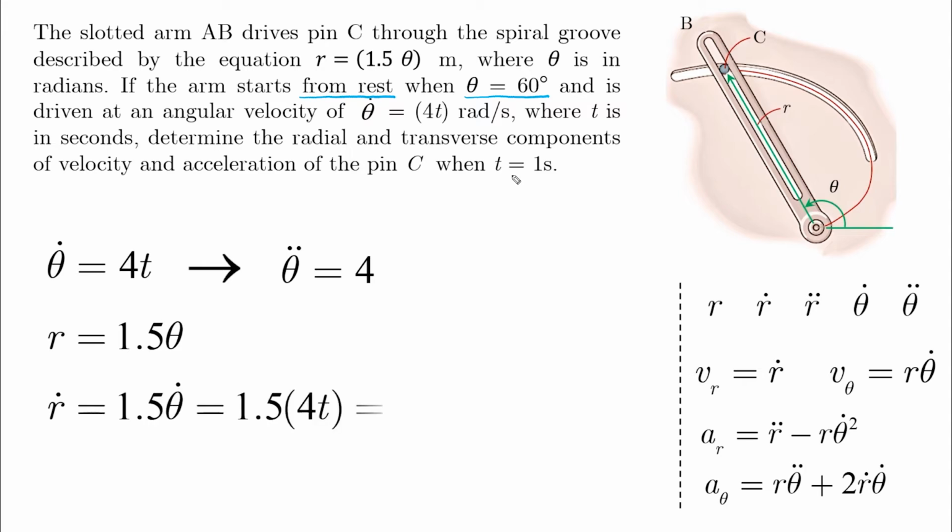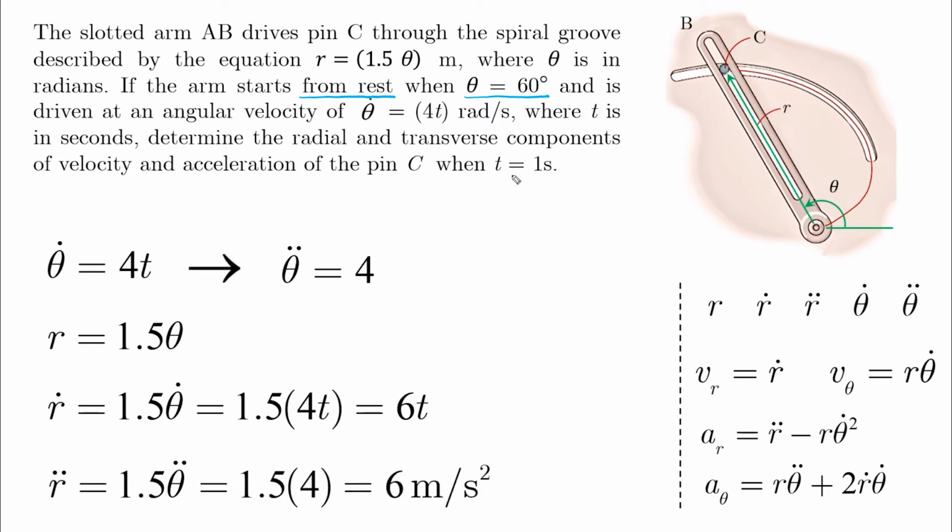So r dot becomes 1.5 theta dot, or 1.5 times 4t, which is the definition of theta dot. And this becomes 6t. If we take the derivative one more time, we get 1.5 theta double dot, or 1.5 times 4, which is 6 meters per second squared. Again, the question is asking for the velocity and the acceleration when t is equal to 1 second.